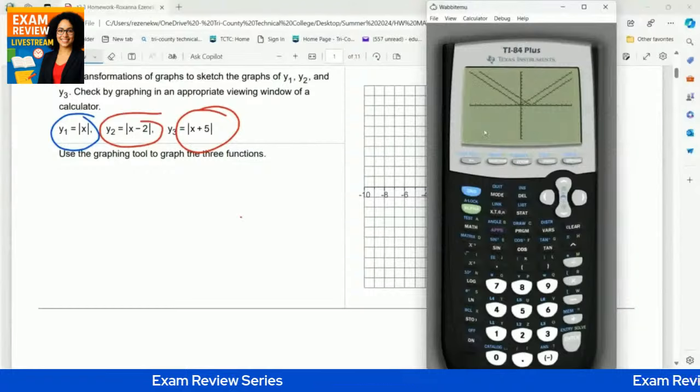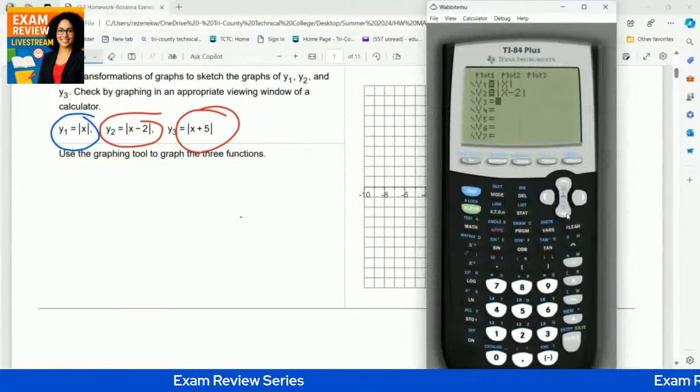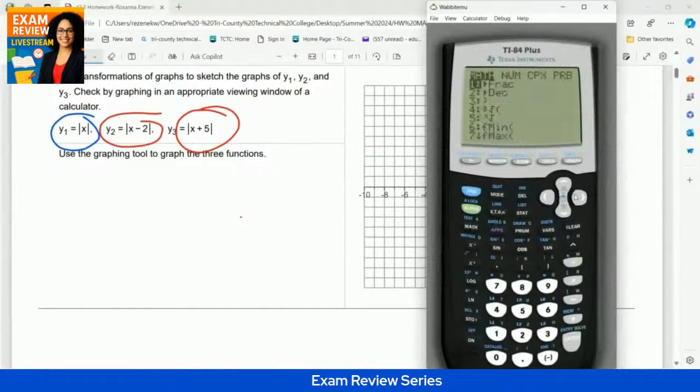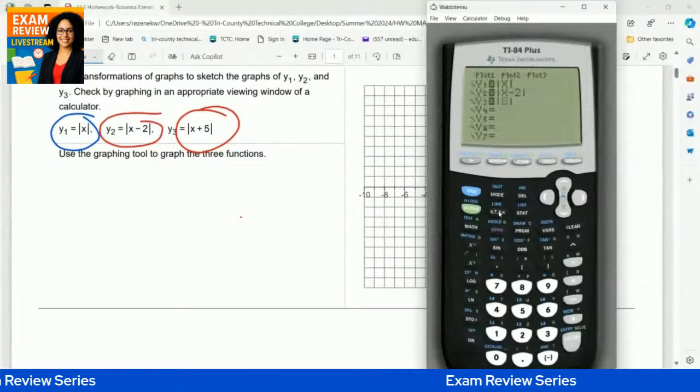All right, so let's go and put in the third one. And this one is absolute value function plus 5 inside the absolute value. Go back to math, to numbers, select absolute value, x plus 5.